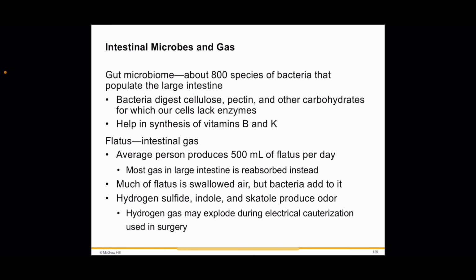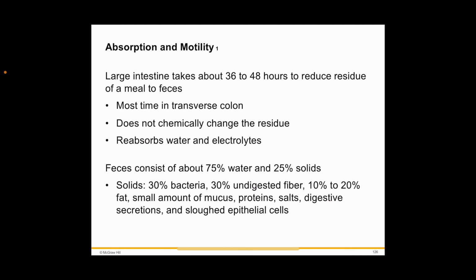So hydrogen gas that's in the intestine might actually explode during the use of cauterization in surgery because of the exposure to the electrics. So things to be aware of should you go into that field. The large intestine is going to take about 2 days to take whatever it is you ate and get it processed, dehydrated, and moved out. Most of the time is spent in the transverse colon that goes across the top component, right top part of your abdomen. And it doesn't really change it, it's just absorbing. That's all it's doing, and compacting.